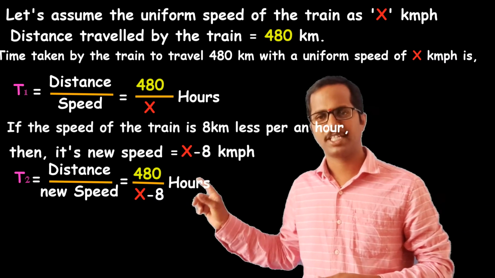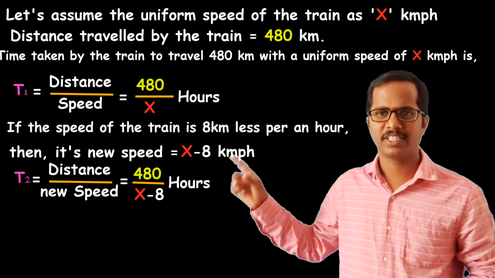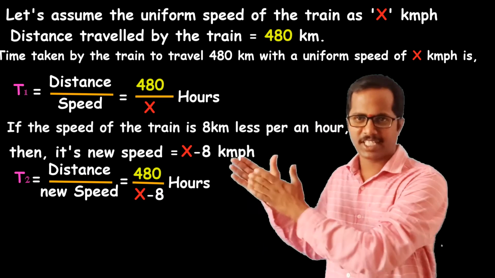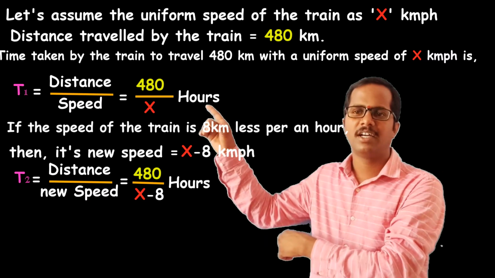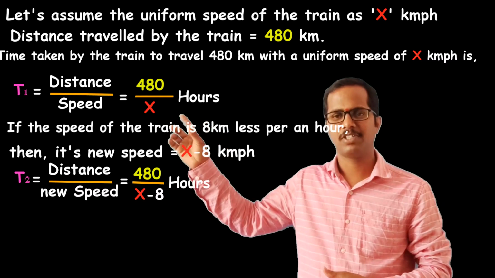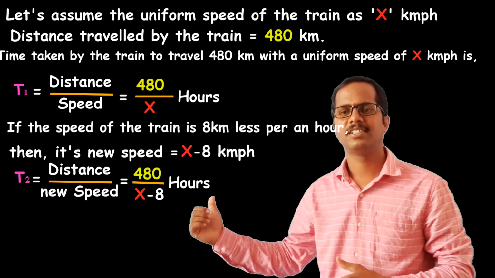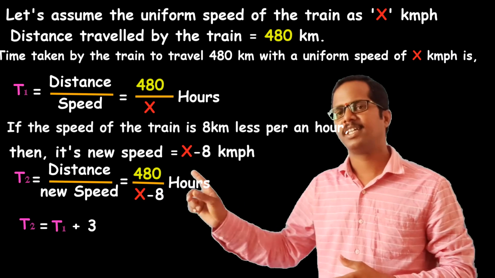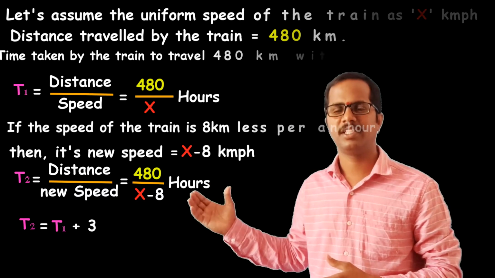So 480 by x minus 8 hours represents the time taken by the train to cover the distance 480 kilometers with the speed x minus 8 km per hour. Now this second time is 3 hours more than the time taken by the train in the first case. So what is the time in the first case? We have t1 equals 480 by x hours. It is 3 hours less than this second time. So we can write t2 equals t1 plus 3, since the second time is 3 more than the time taken by the train in the first case.